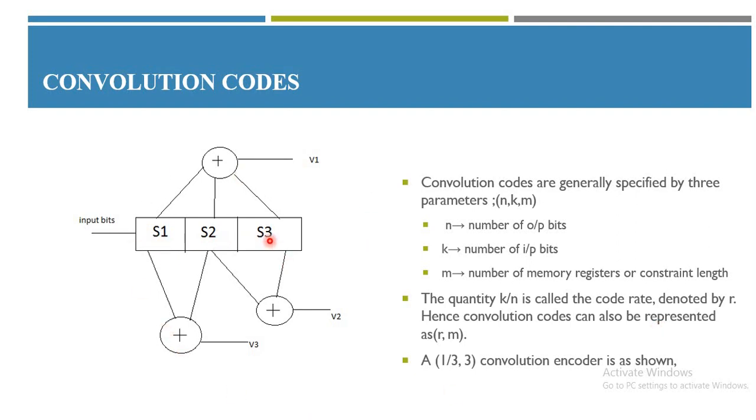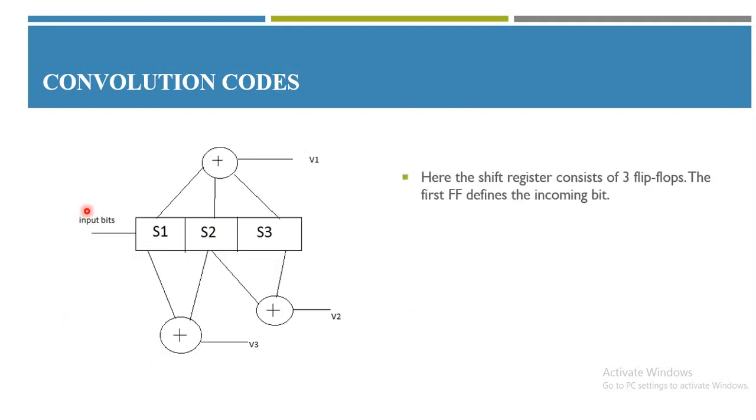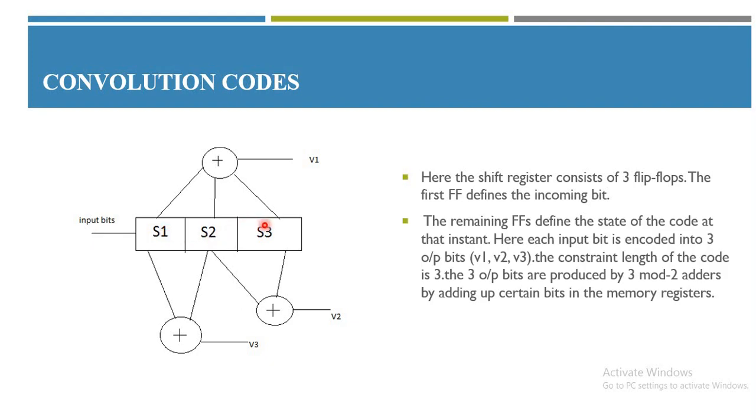Here S1, S2, S3 are the shift registers which we are using, and we have V1, V2, V3, which indicate the output bits, and the input which is applied over here. Now here the shift register consists of three flip-flops, and the first flip-flop defines the incoming bit, and the remaining flip-flops define the state of the code at that instant. Now here each input bit is encoded into three output bits, that is V1, V2 and V3, and the constraint length of the code is 3.